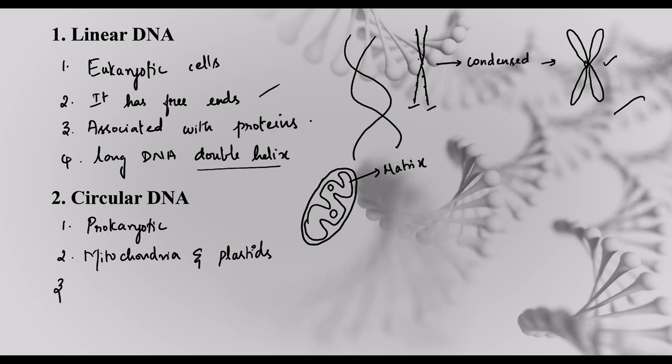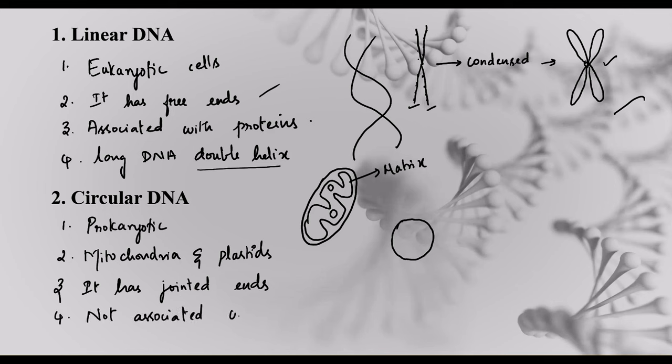As this has a circular form, it has joined ends. It does not have free ends. It has joined ends, and it is not associated with proteins, but linear DNA is associated with proteins. And this prokaryotic DNA is a single chromosome. It is not arranged in a large number of chromosomes. We have already studied in our lower class that prokaryotic cells have a nucleoid, not a nucleus or chromosomes, right?